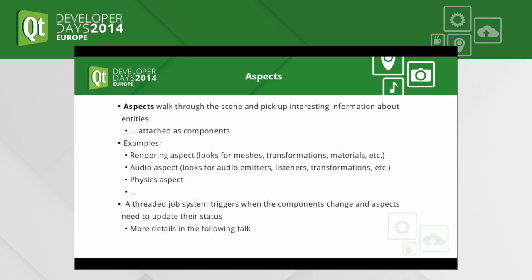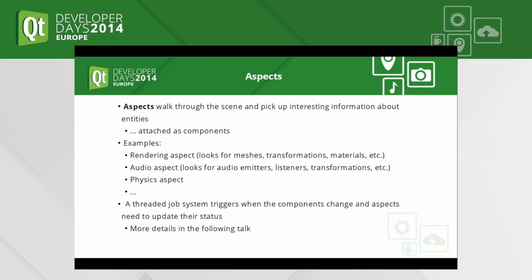So that brings us to aspects. What's an aspect? It's essentially a plugin, and every frame, it can get to do some work using the threading model that we have underneath the hood. Aspects walk through the scene and find information about entities, such as what components they have.